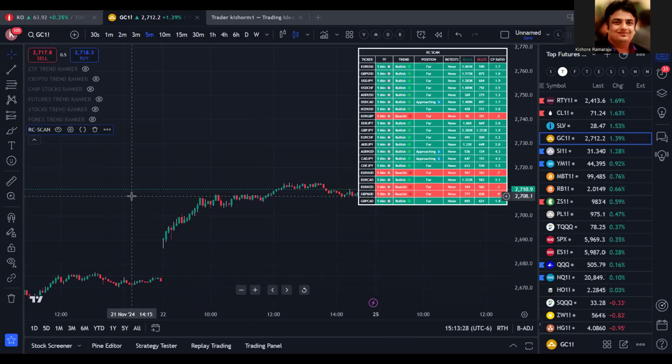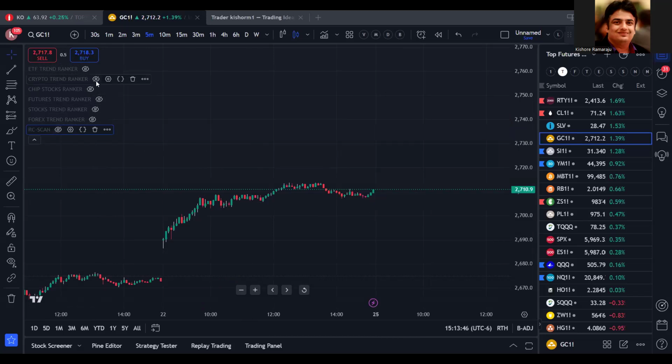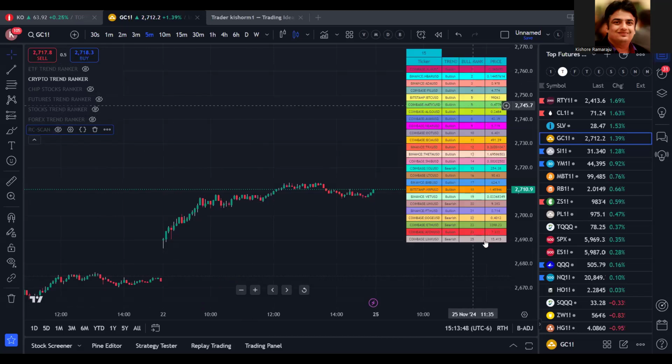Yeah, because the market is off, right? It is telling that Euro USD, GBP USD, all these are bullish tickers. So wherever you have a higher CP ratio, you can buy them. You have a very low CP ratio, you can sell them, you can short them.